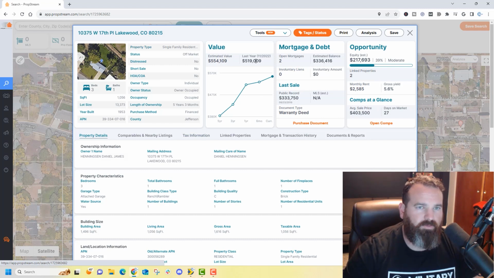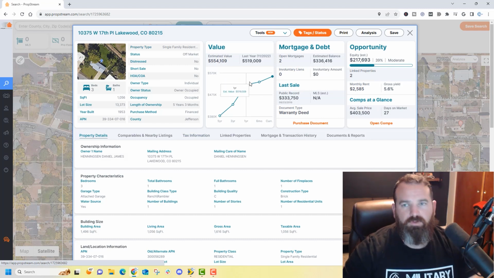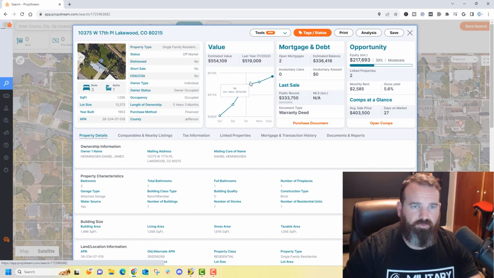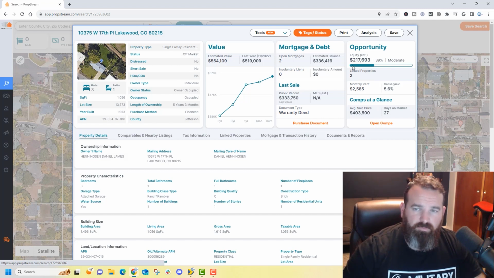This one. Okay. And you can see right away, it gives you an estimated value. But who knows, right? You never know. So how do you determine? This is a 3-bed, 1-bath, 1,056 square feet, lot size, year built. This person's owned it for 5 years and 3 months. It's owner occupied. It's not currently listed. They have an estimated $217,000 in equity.